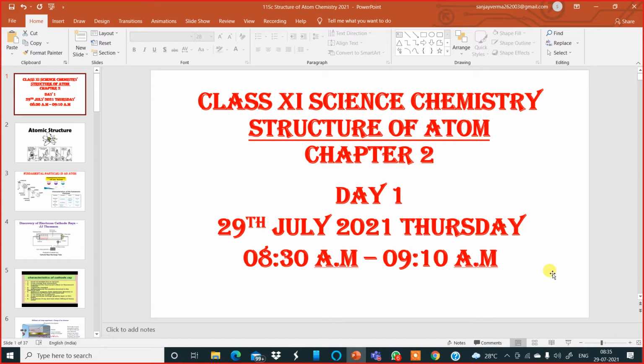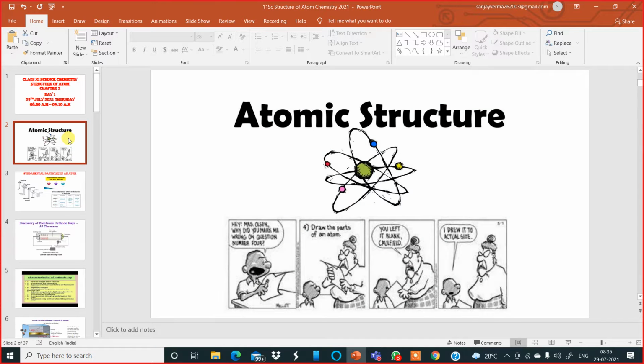Firstly, the introduction of this chapter, structure of atom. So, to begin with, today I believe it is a bright sunny day. Let's have a look at this picture on your screen. Atomic structure. This is a diagram which I have been seeing since class 8, 9, and 10.